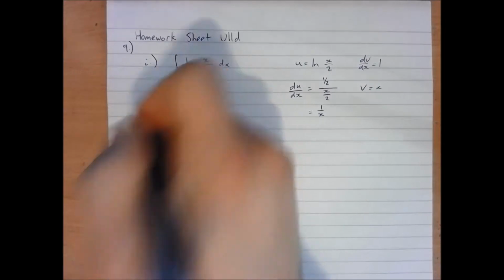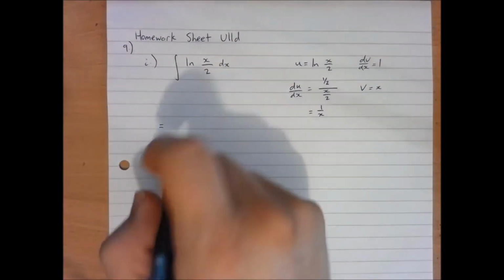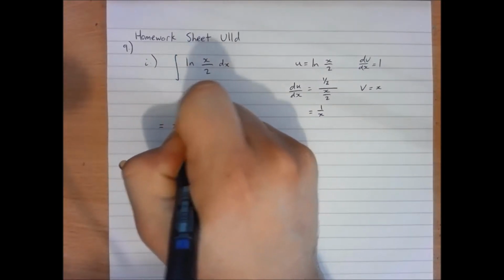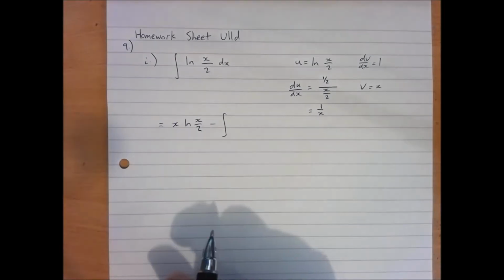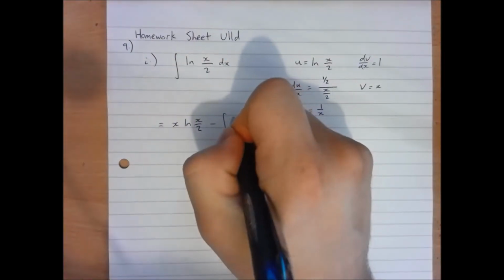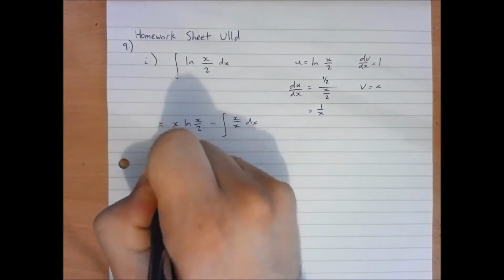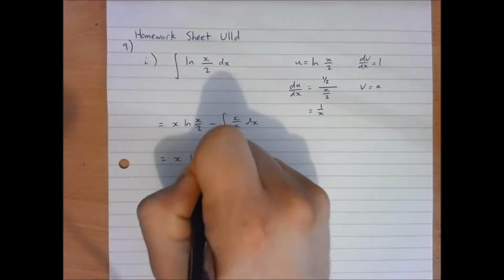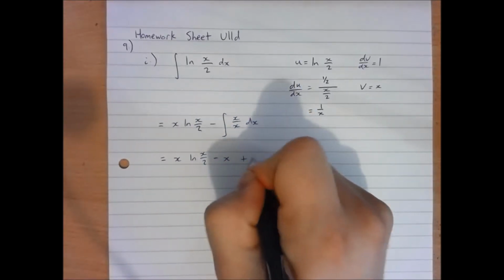I can then use my integration by parts formula to get uv, x log x over 2, minus the integral of v times du/dx, which is x over x, 1. This then gives me x log x over 2 minus the integral of 1, which is just x, plus c.